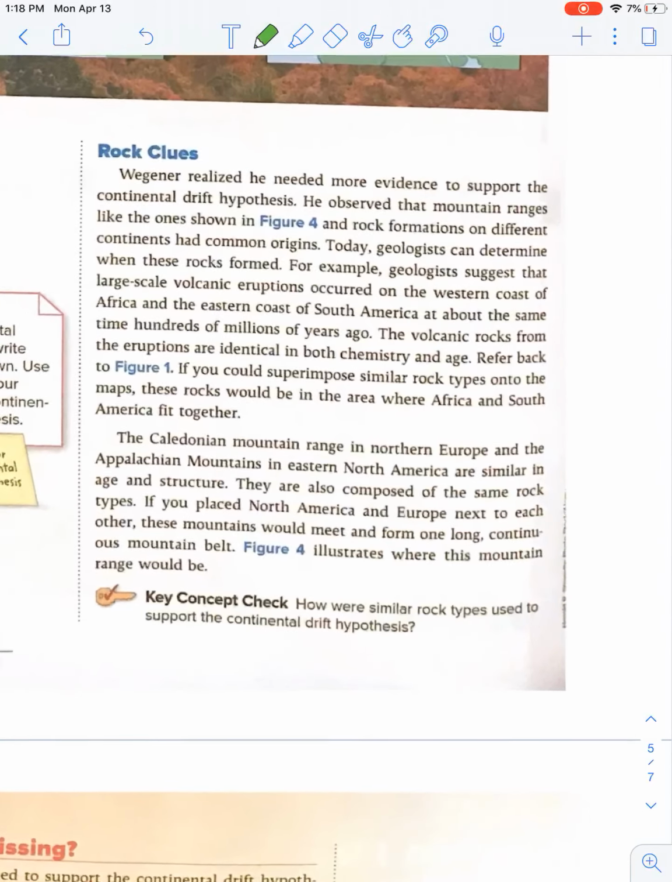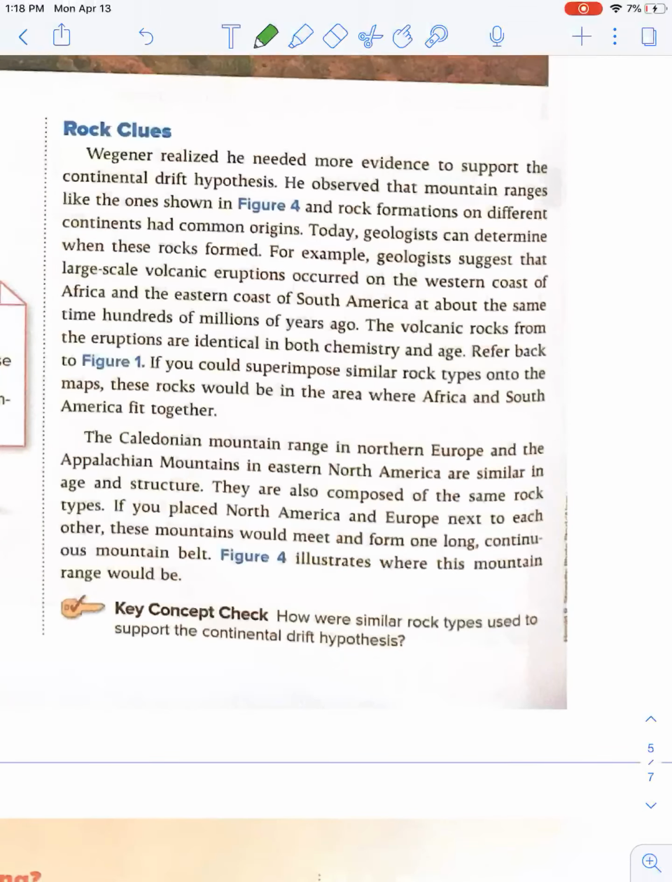So rock clues, let's read about this. Wegener realized he needed more evidence to support the continental drift hypothesis. He observed the mountain ranges like the one shown in Figure 4 and rock formations on different continents had common origins. Today, geologists can determine when the rocks formed. For example, geologists suggest that large-scale volcanic eruptions occurred on the western coast of Africa and the eastern coast of South America at about the same time, hundreds of millions of years ago. The volcanic rocks from the eruptions are identical in both chemistry and age.